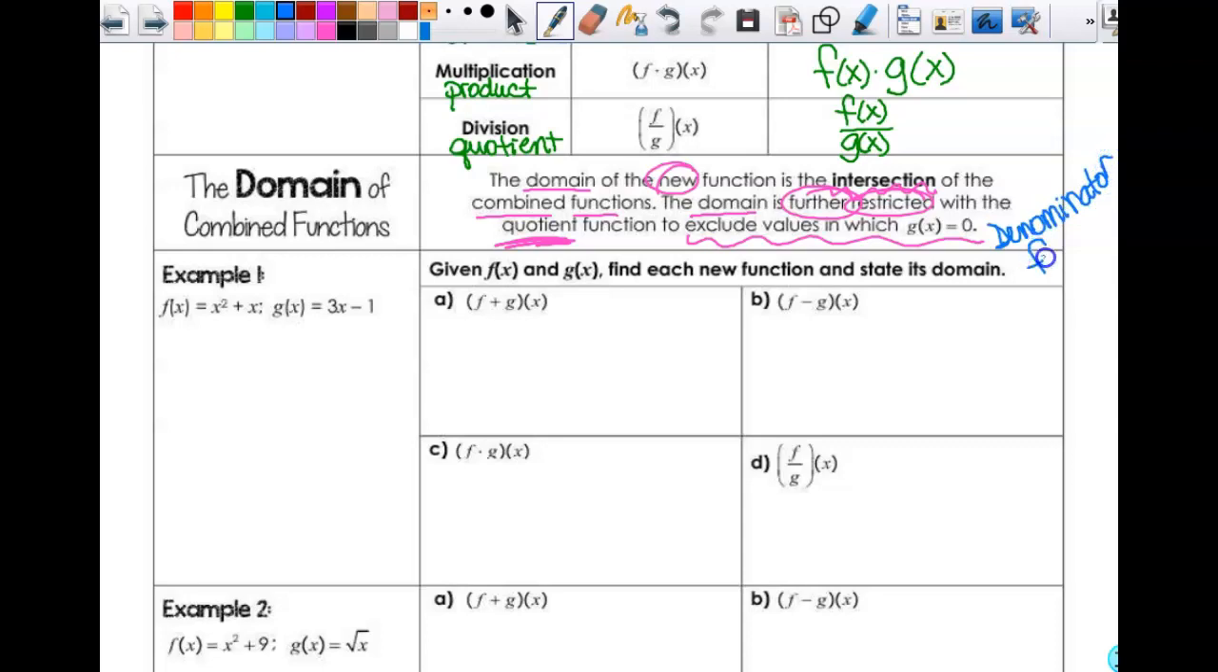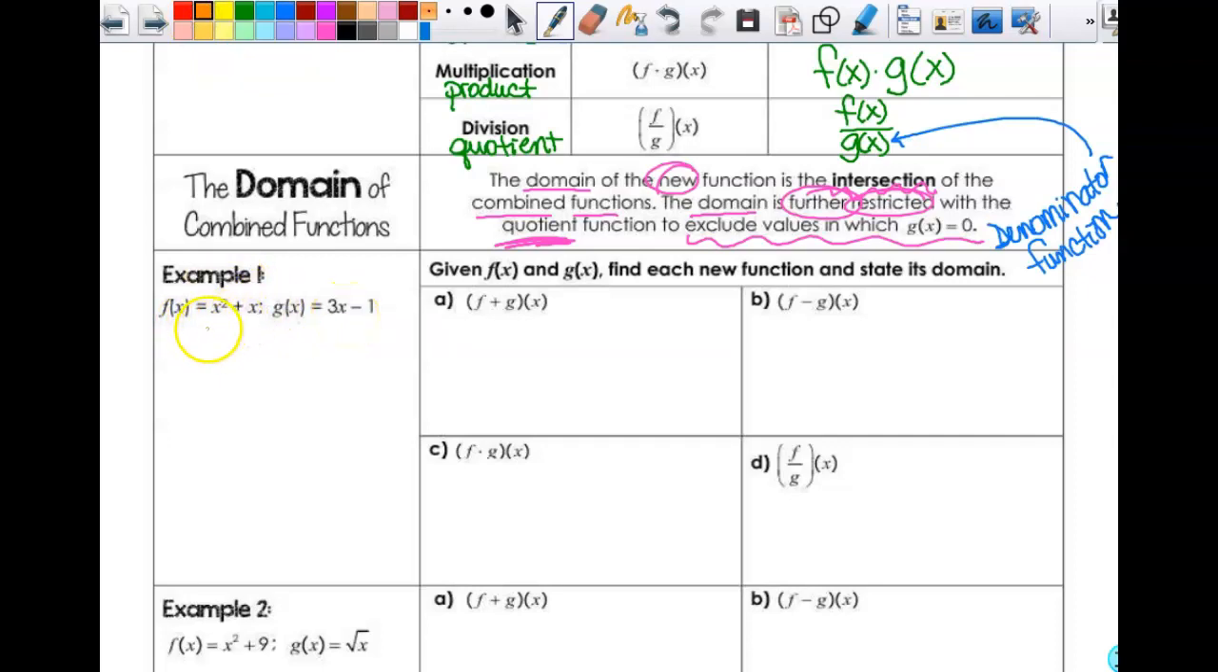The denominator function, which in this particular case is g of x. Okay, that's why it actually said g of x there. So if I had to do g of x divided by f of x, then f of x couldn't equal 0. Okay. Make sense? So before we start, we are going to look at the domains of each of these functions, f of x and g of x.